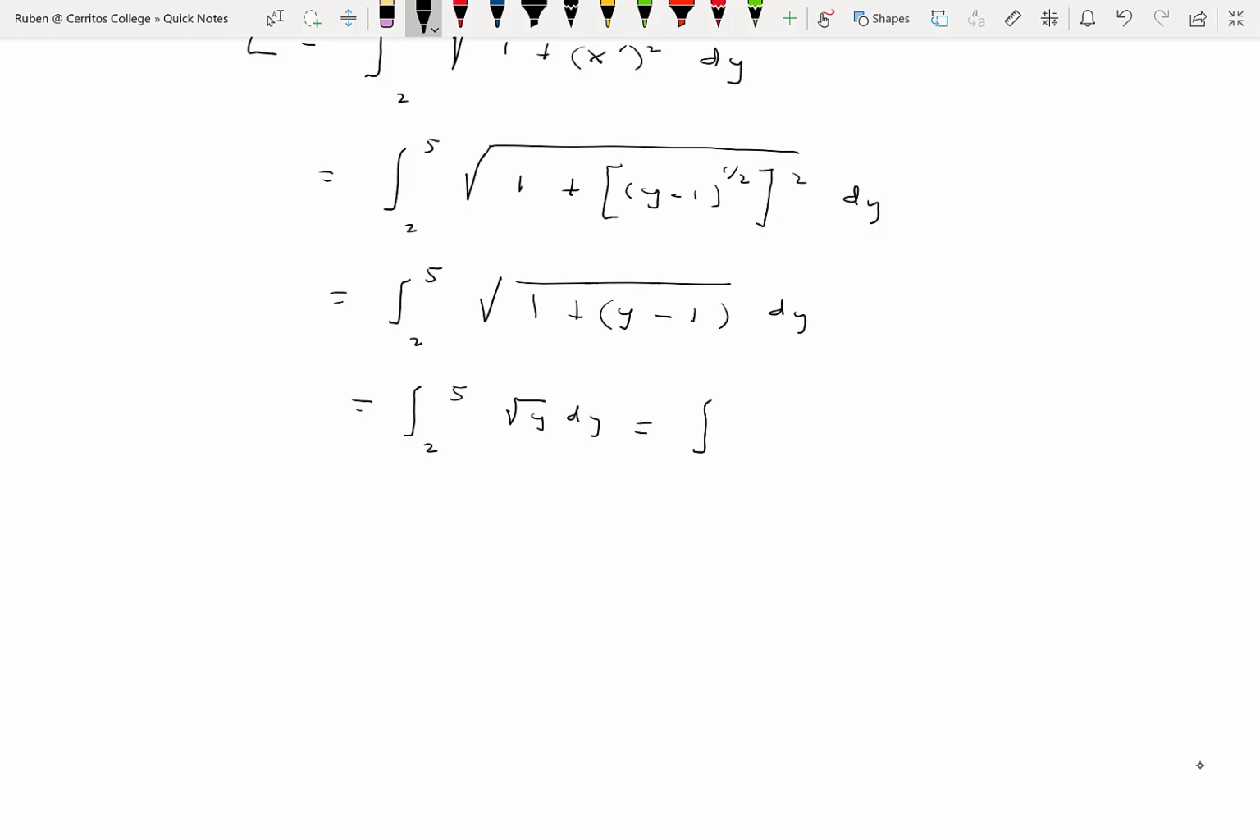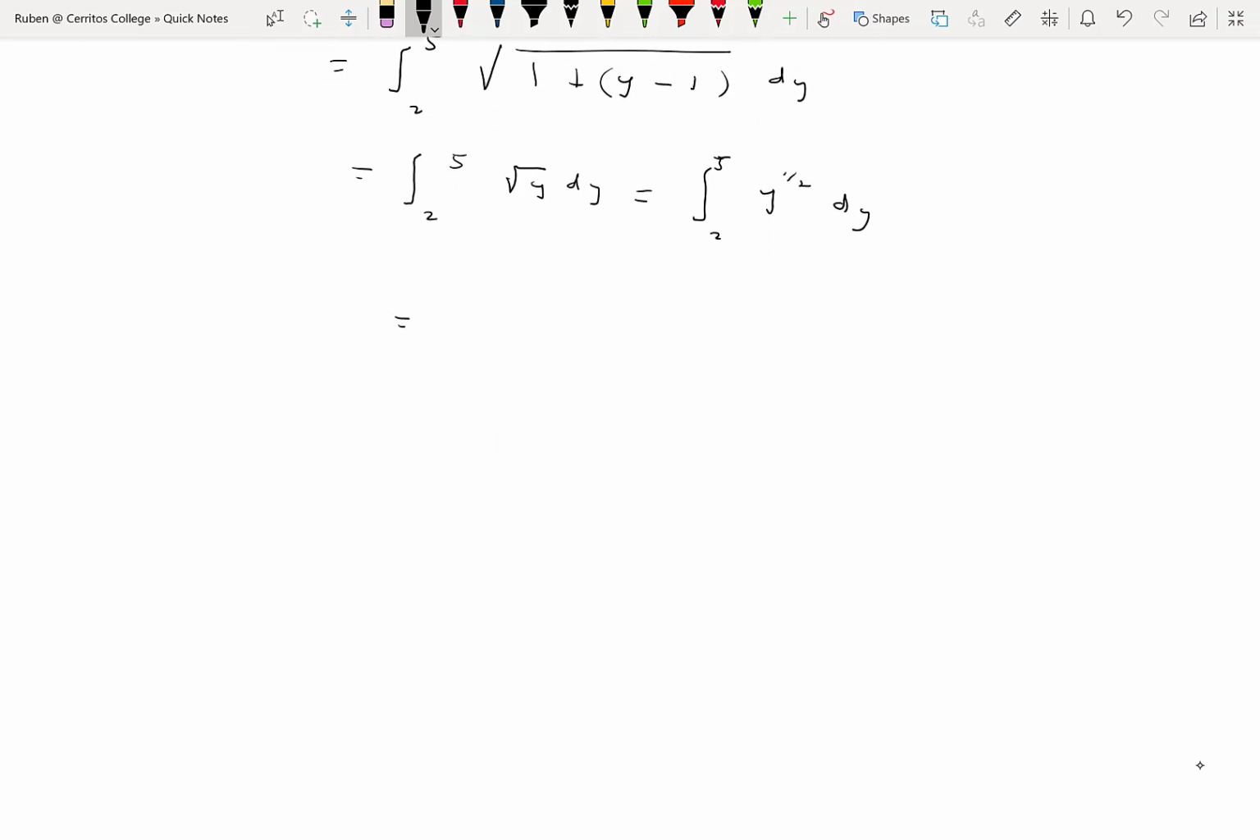Okay. Or tubes. I think we'll just go ahead and write that as a power. Y to the 1/2, integrate with respect to y. Add 1 to the exponent, 1/2 plus 2/2 is 3/2, so 2/3 y to the 3/2, integrating between 2 and 5, and we get our solution.